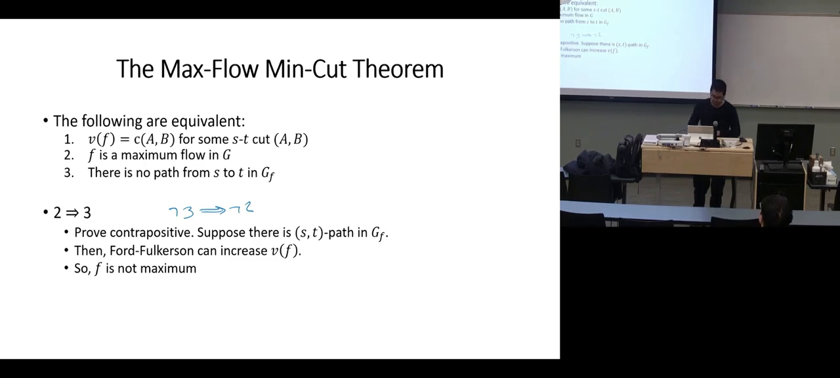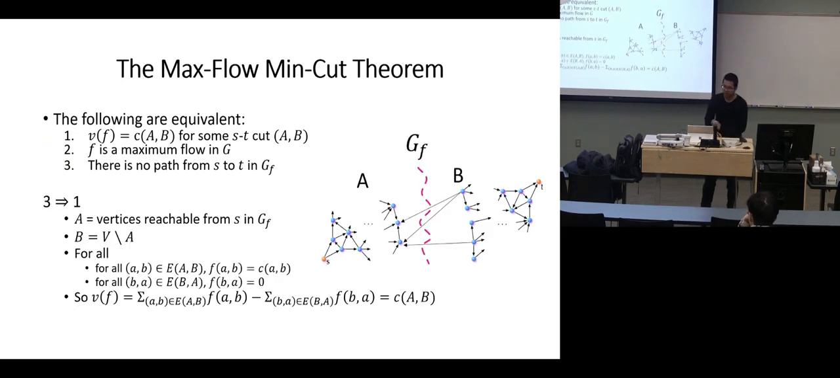Okay, so now we need to prove from 3 to 1. This is the most interesting part. Suppose now that there is no path from S to T in the residual graph. It means that if I run a depth first search or something from S, you will not reach T. You get stuck at some set of nodes. So let A be the set of nodes reachable from S, and A will not contain T. T is going to be on the other side.